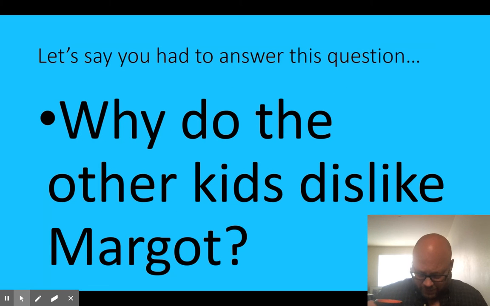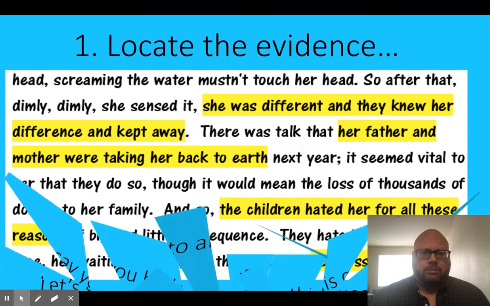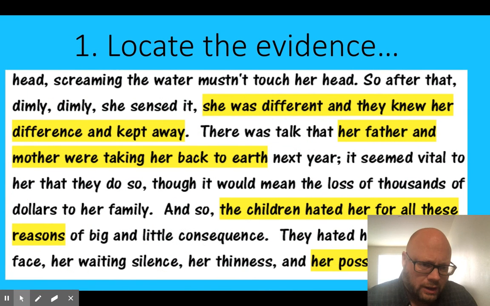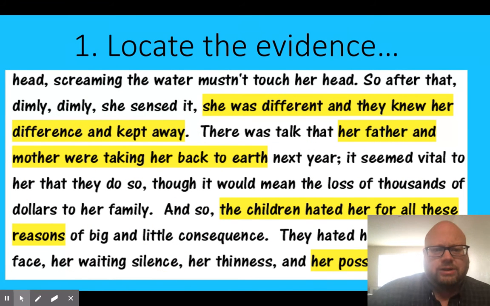So this is an example. The question: why do the other kids dislike Margot? This is from a book called All Summer in a Day, which we haven't read, obviously, in class, but it's an example that I've had in the past. So we're looking for textual evidence that shows why the other kids dislike Margot. So in the text, I found these pieces and highlighted them.